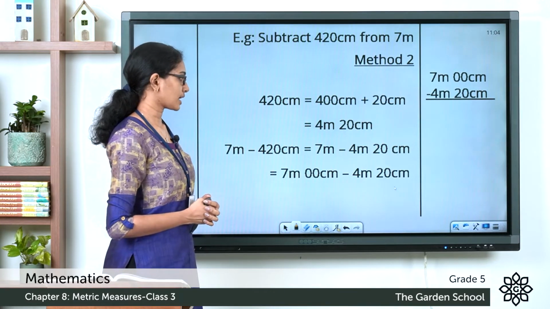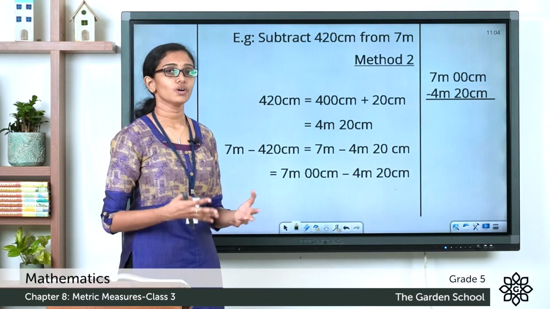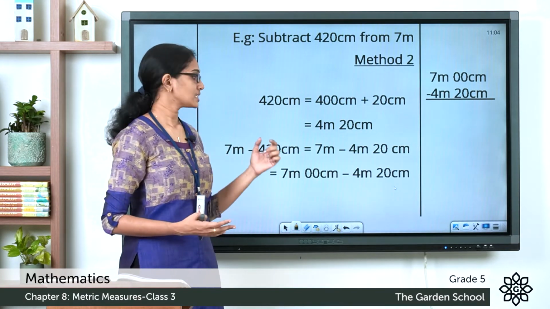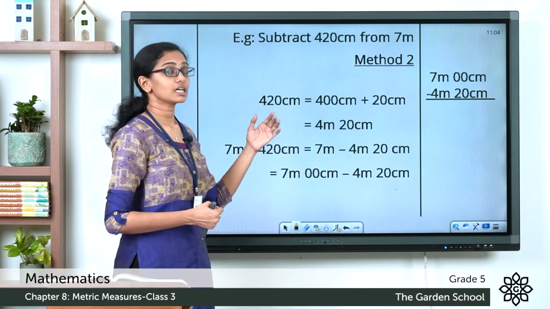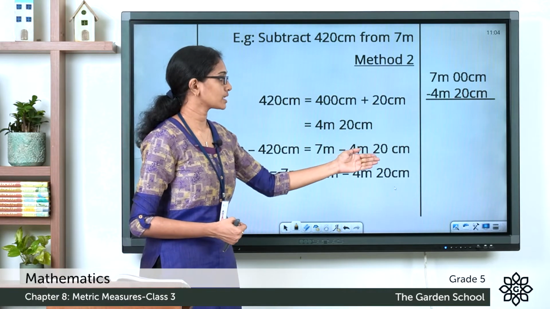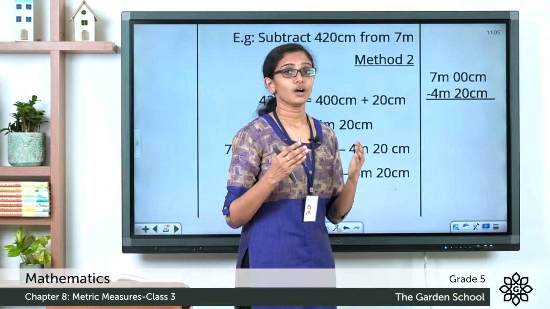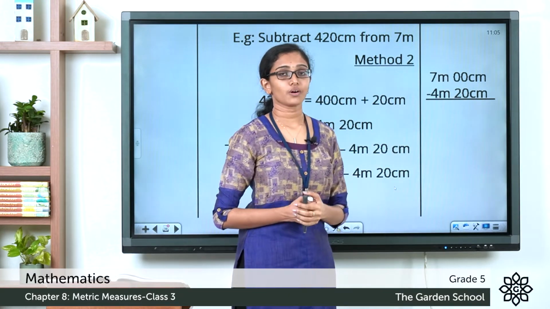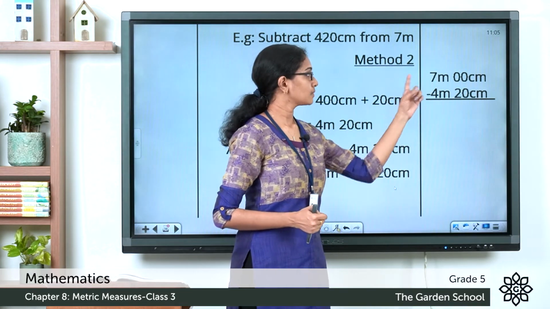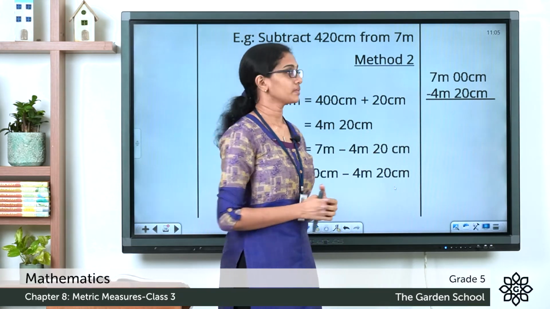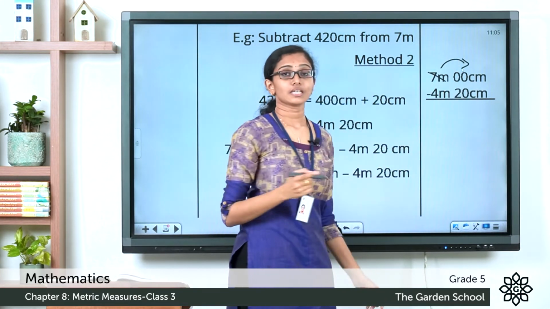Now how do we do this subtraction? In the measurement 7 meter, there is no measurement for centimeters, or it is 7 meter 0 centimeters. Now we are subtracting 4 meter 20 centimeter from 7 meter 0 centimeters. Now how do we subtract 20 centimeter from 0 centimeters? Is that possible? No. What you have to do? You have to borrow 1 meter from the meter column. So you are borrowing 1 meter and you bring it here into the centimeter column.